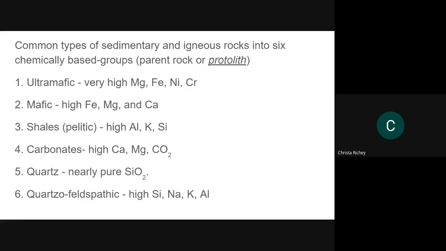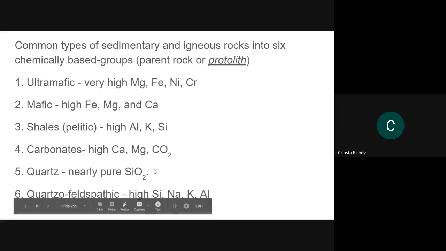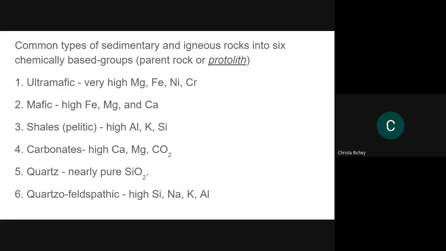I think I just said all of them. The CO2 is carbon dioxide. This one right here is a silicate: silicon and oxygens that are bonded together. Is it silicate? No, silicate. It's a silicate.